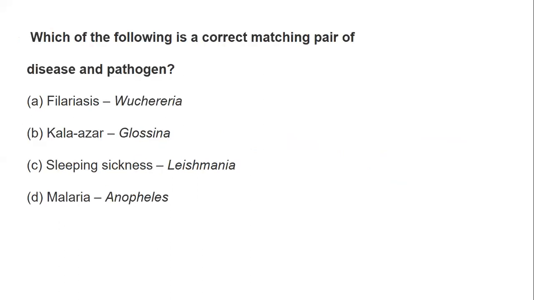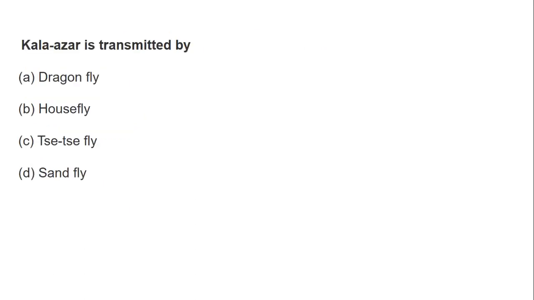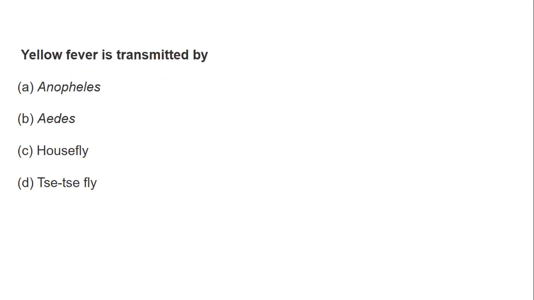So which of the following is a correct matching pair of disease and pathogen? Here it is filariasis and Wuchereria. Malaria is a disease and Anopheles is the vector, not the pathogen. Kala-azar is transmitted by sandfly. Yellow fever is transmitted by Aedes mosquito.